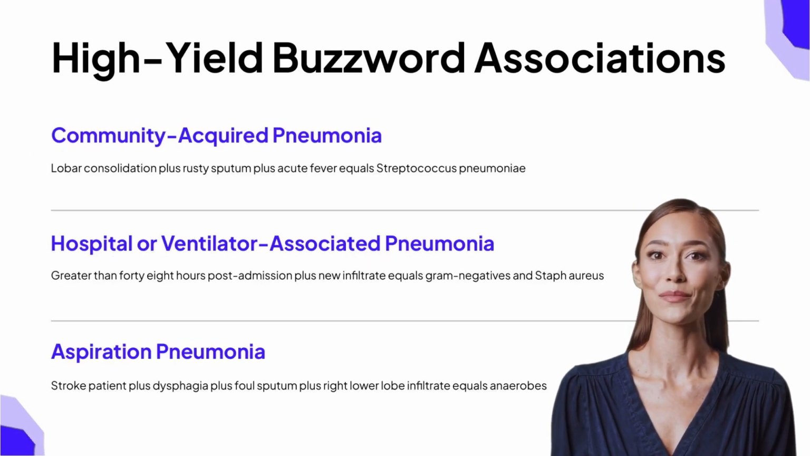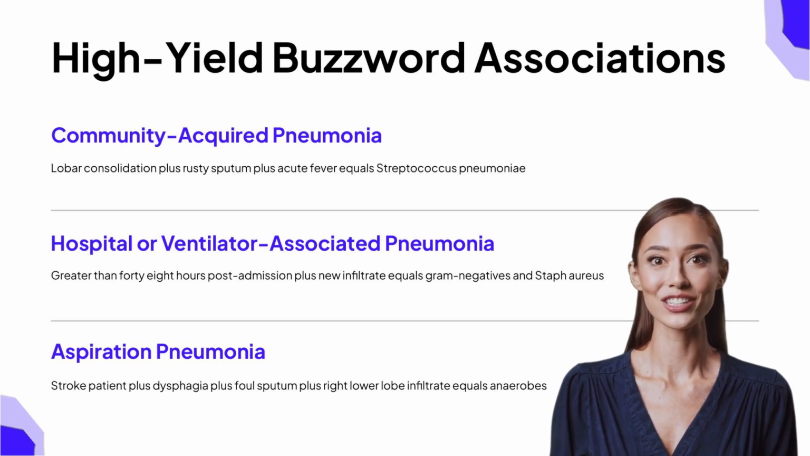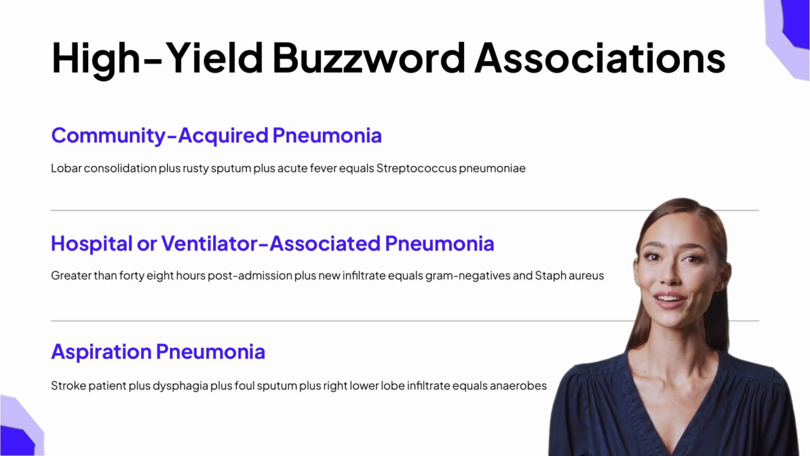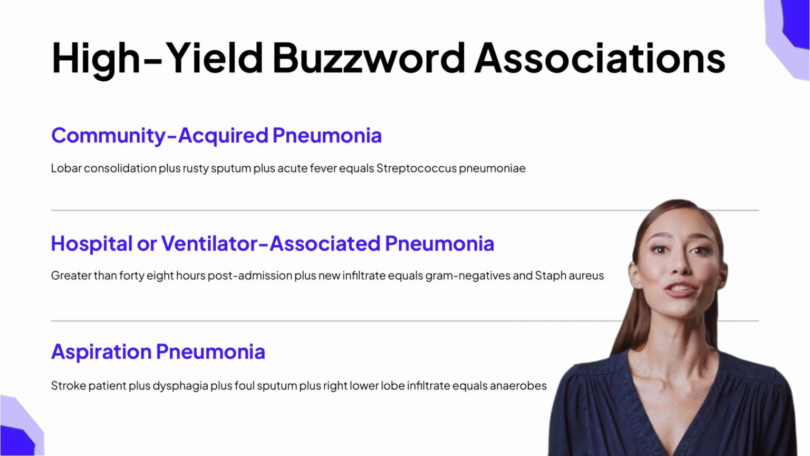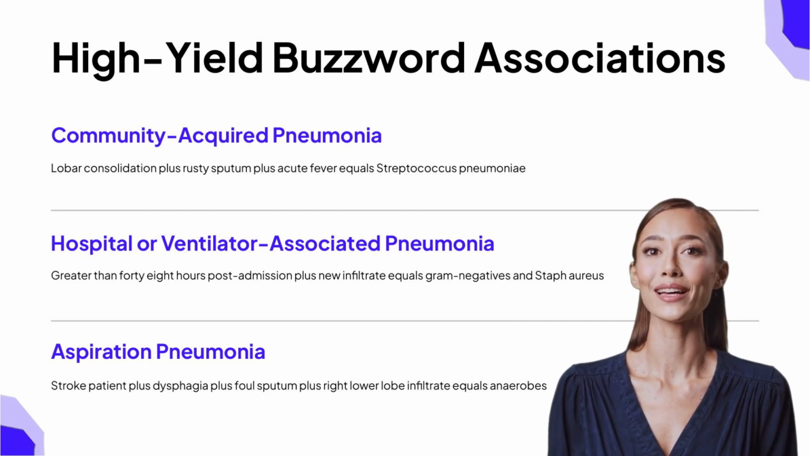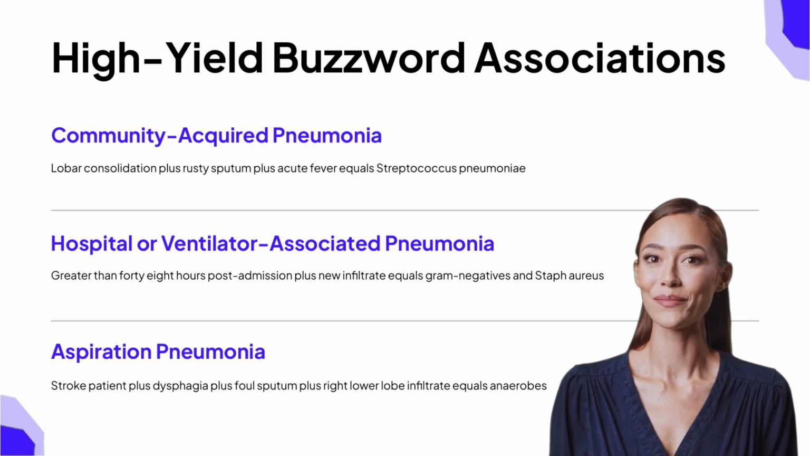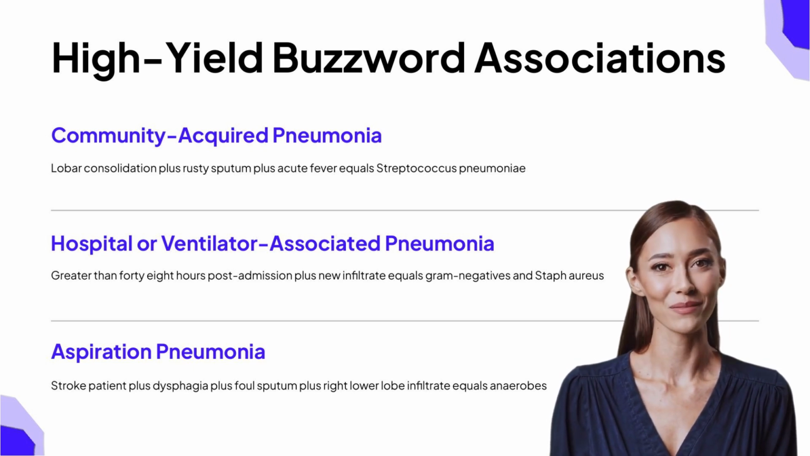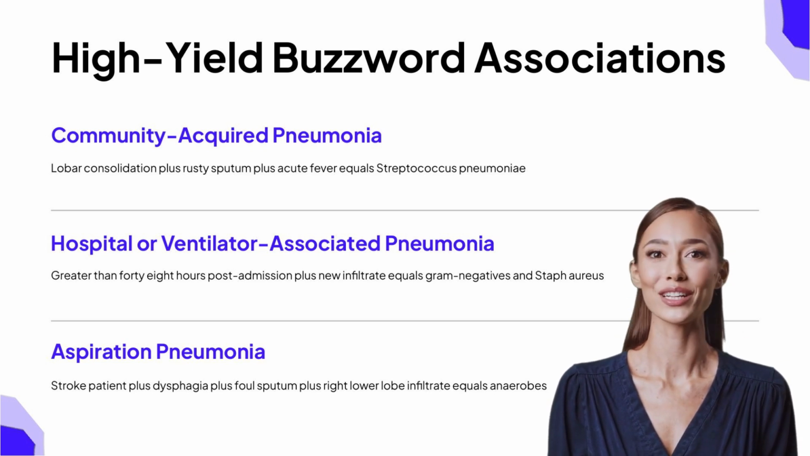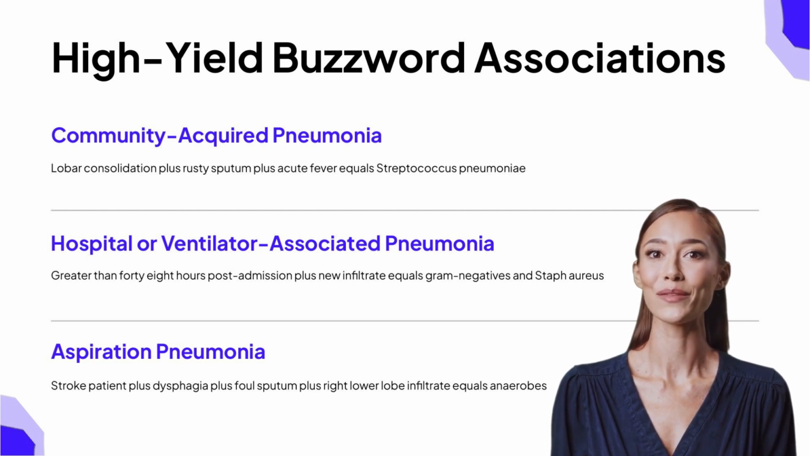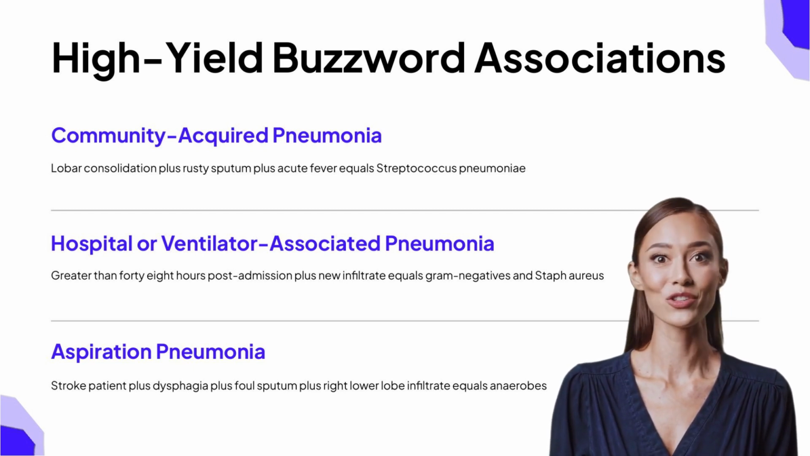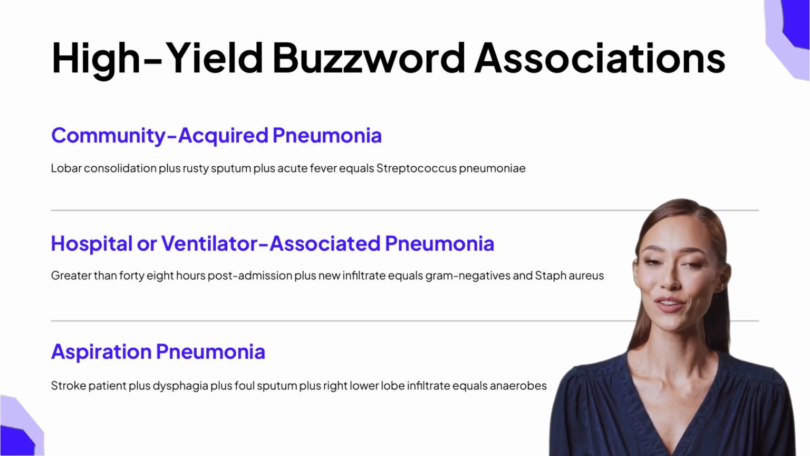Here are your high-yield buzzword associations. For community-acquired pneumonia, when you see lobar consolidation plus rusty sputum plus acute fever, think Streptococcus pneumoniae, the most common cause. For hospital or ventilator-associated pneumonia, the 48-hour mark is key. After this threshold, you're dealing with gram-negatives like Pseudomonas and Staph aureus, including resistant strains. For aspiration pneumonia, look for stroke patients with dysphagia, foul-smelling sputum, and involvement of the right lower lobe. This combination screams anaerobic bacteria.